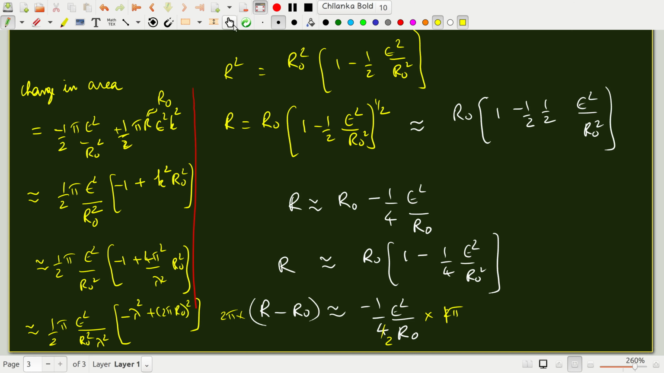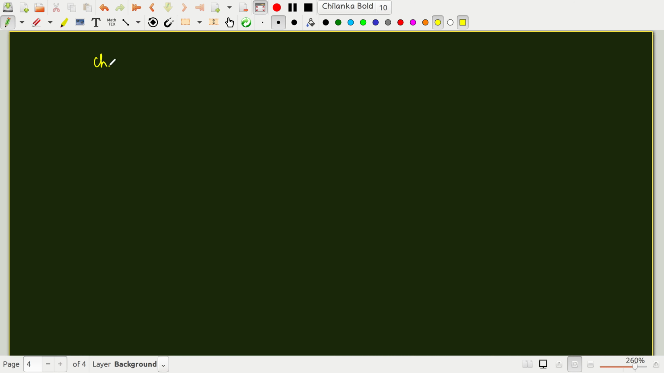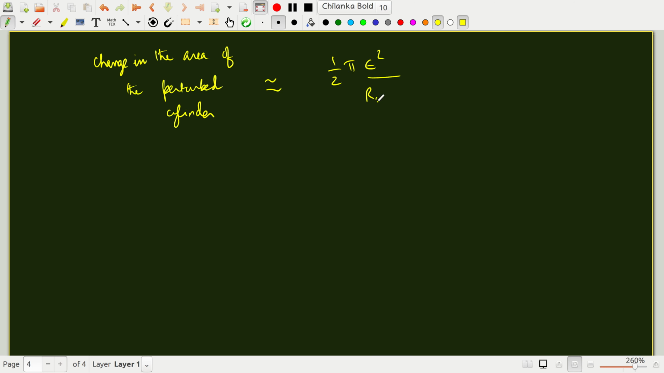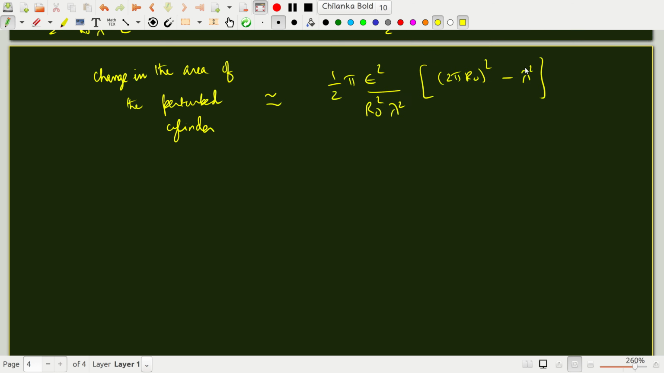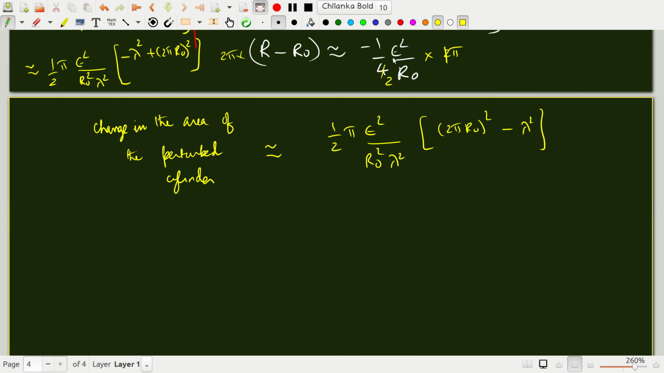So what we have shown by this geometric calculation is that the change in the area of the perturbed cylinder compared to the original undeformed cylinder is approximately half pi epsilon squared by r naught squared lambda squared times 2 pi r naught the whole squared minus lambda squared. Okay, that's what we had here.